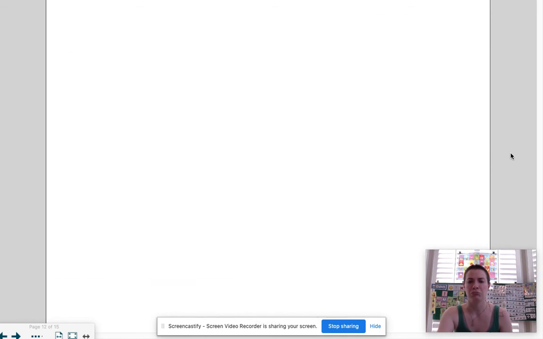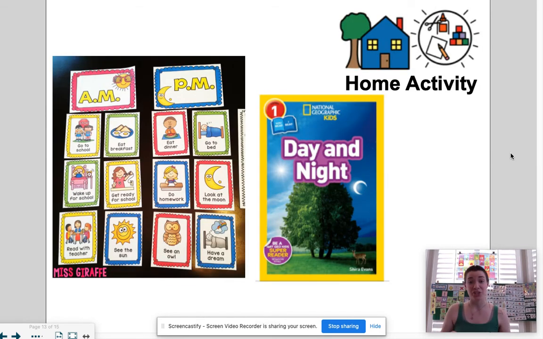So, there we go. Let's see what we're going to do for our home activity. Now, you can see two things up on the screen, one of which is a book that you can also find on Epic Books, and I have shared it with all of your families. This is an awesome story. You learn a little bit more information about specific kinds of animals and plants, and what they do and what they look like during the daytime and at night. Because most of the time it's different.